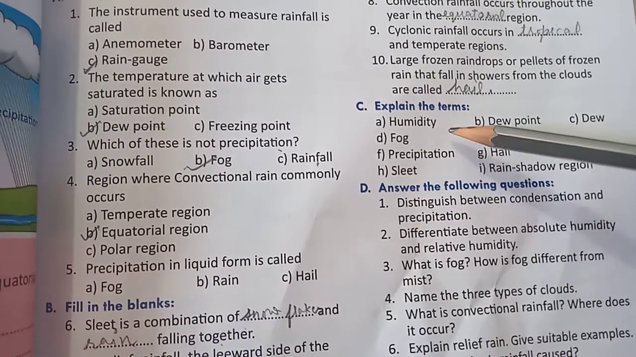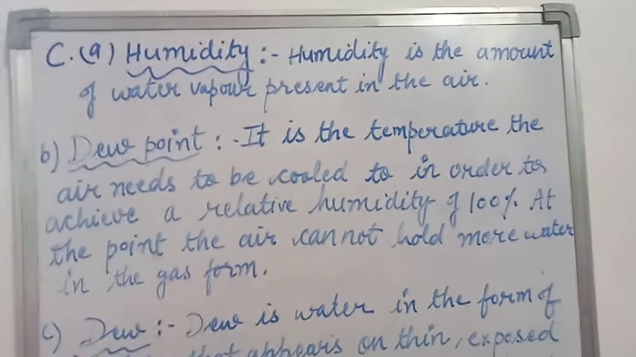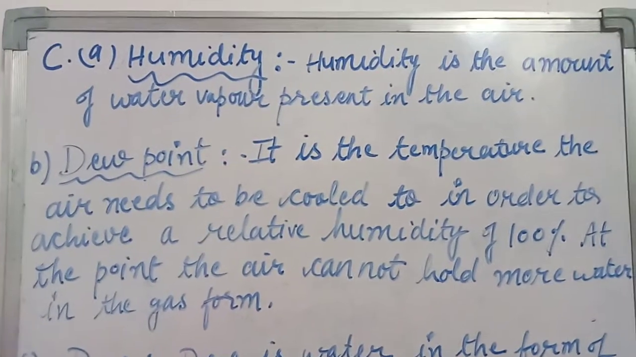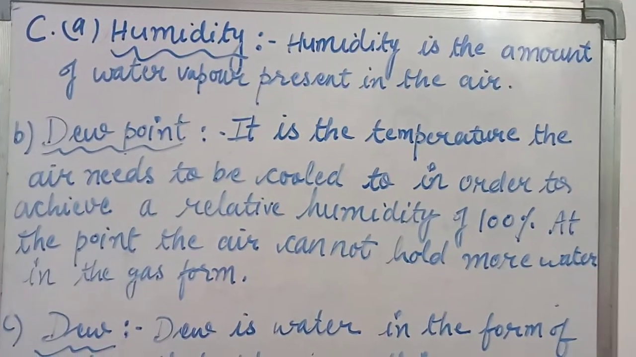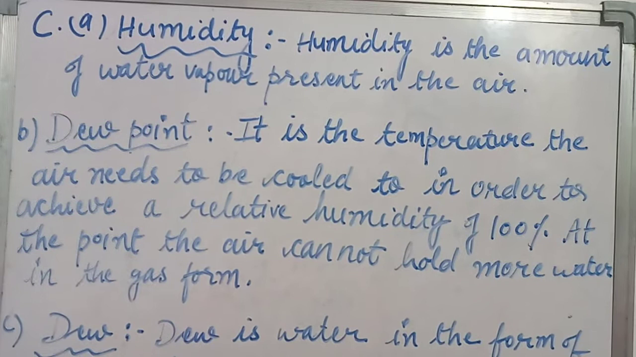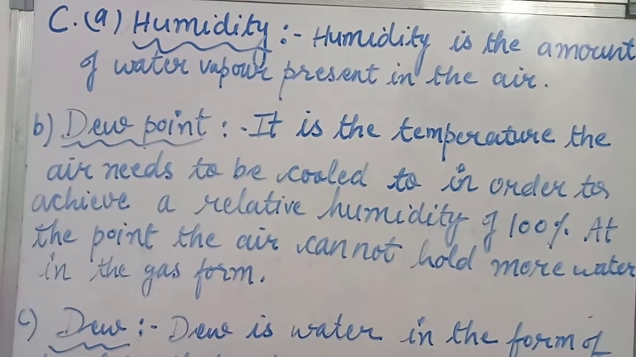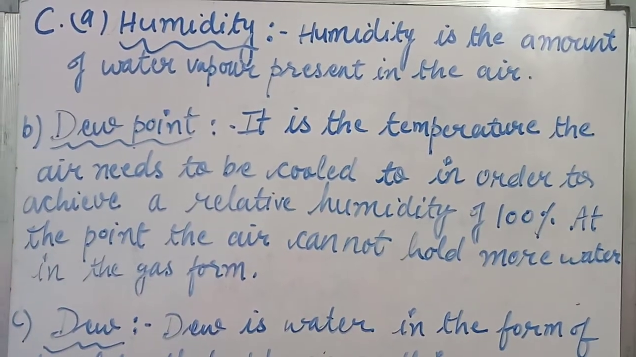So first one, humidity. I am writing on the blackboard, you will note down. So students, humidity is the amount of water vapor present in the air. Got it?